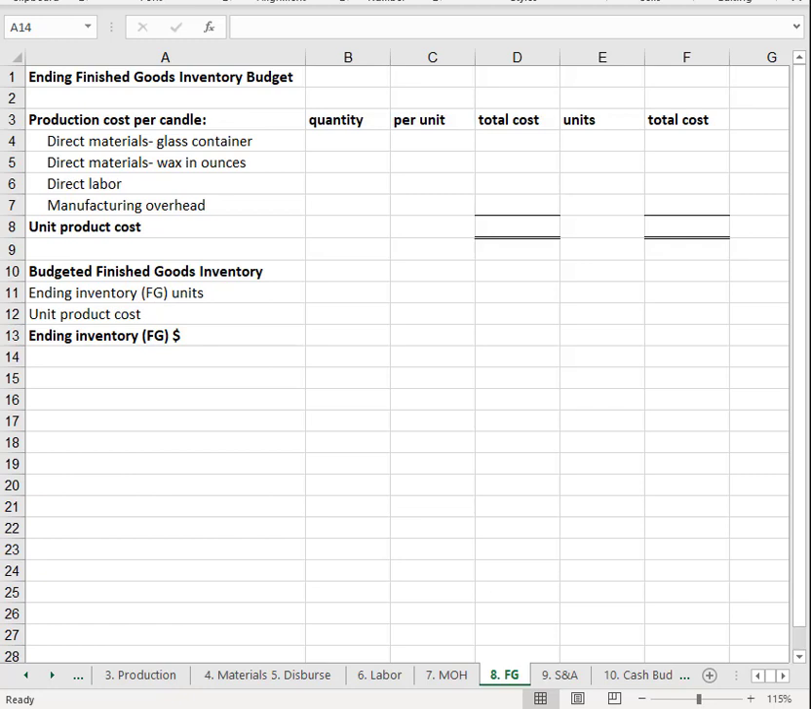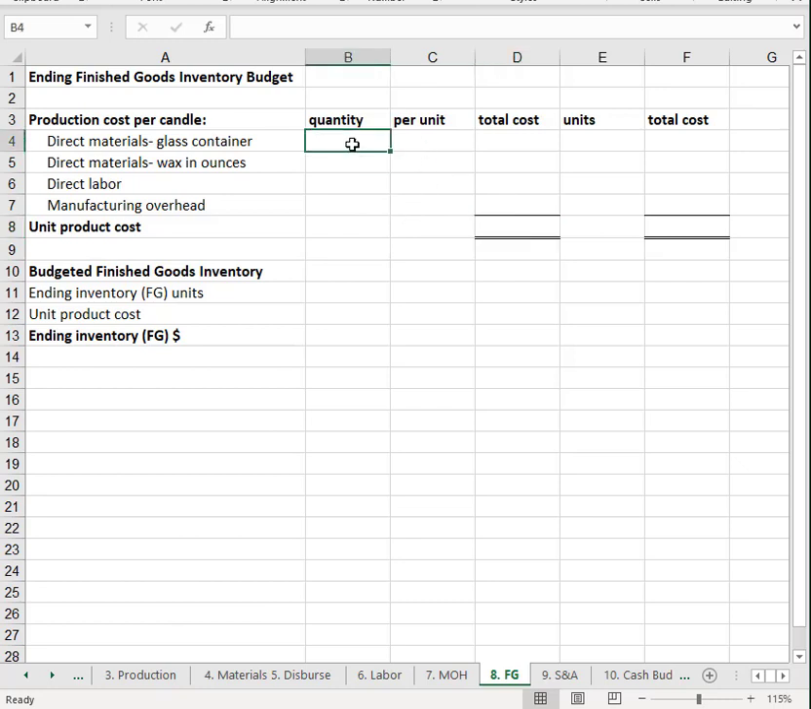We just finished the labor and manufacturing overhead budget. So now we want to budget ending finished goods and also what is our unit cost. We'll use our unit cost to figure out cost of goods sold by how many units were sold times the cost per unit. So we're going to go back to the original recipe.